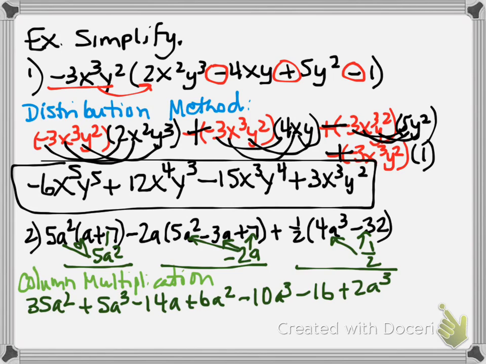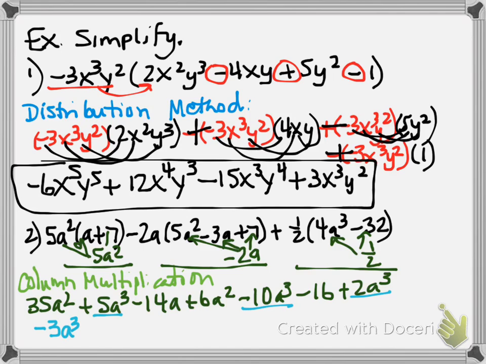Now, how this problem is different than the last problem, because I had 3 individual problems, I may end up with like terms on this one. So let's look for those. I'm going to look for the highest exponent, which is a 3. And I ended up having 5a cubed, negative 10a cubed, and positive 2a cubed. So what's 5 take away 10? Negative 5 plus 2. So we end up with negative 3a cubed.